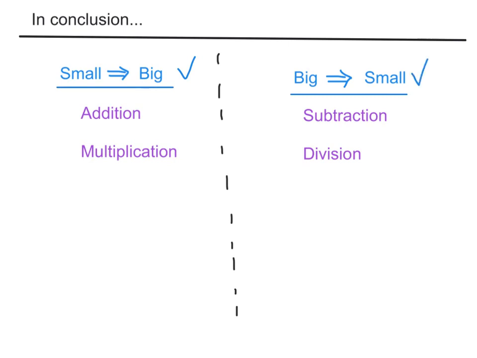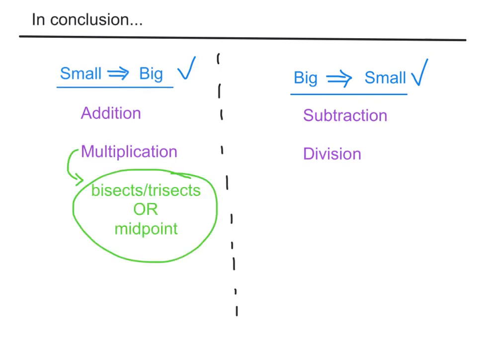Okay, fine. So now let's say you're going small to big. How do you know if it's addition or multiplication? There's a quick answer to that. Multiplication requires bisects, trisects, or midpoint. It doesn't have to have all of them, but it has to have one of those things. And it has to have two statements of bisects, or two statements with trisects, or two statements with midpoint, one for each of the small to big segments or angles that you are dealing with. So two bisect statements, two trisect statements, two midpoints going small to big, that's going to be multiplication.